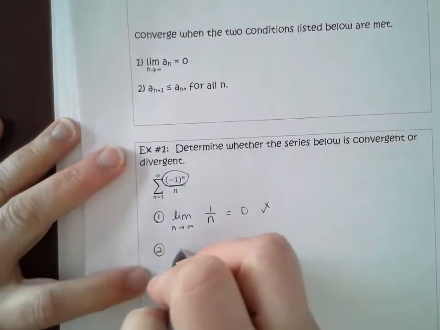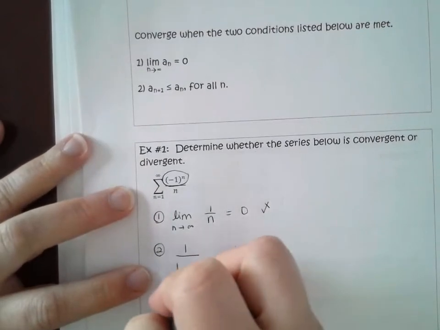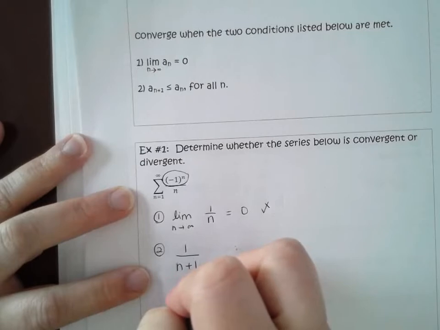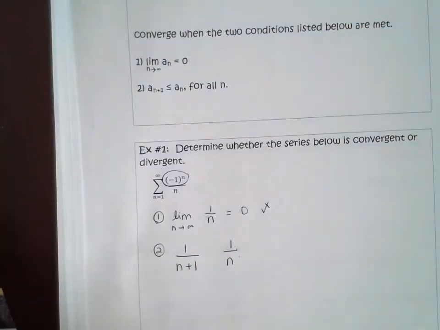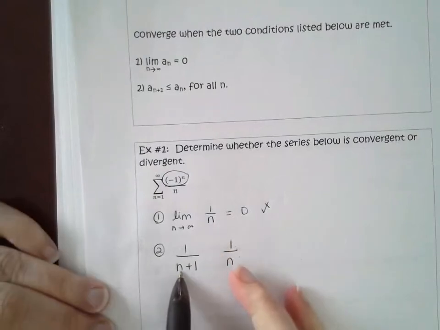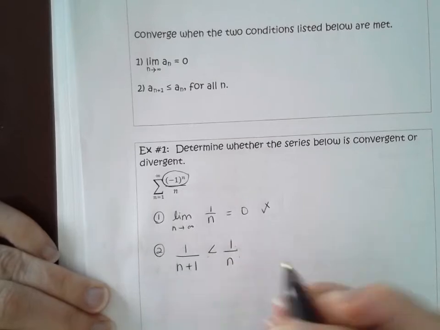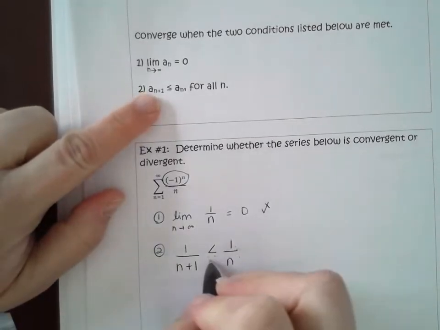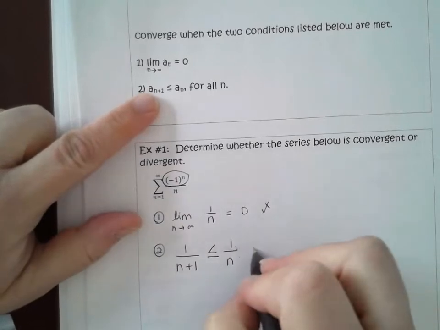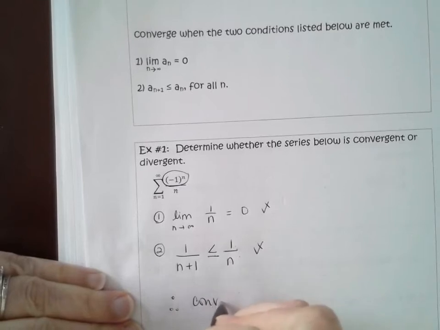Number 2, what would happen if I plugged in n plus 1, which would be the next term, and compared it to 1 over n? We already know a larger denominator means a smaller fraction. Now, I don't need to put the equal sign here, but it is true, right? That would fall into the right category. So both conditions are met. Therefore, this is convergent.